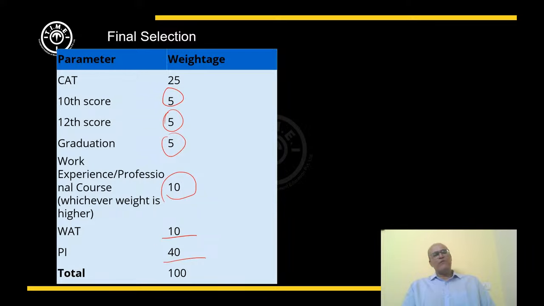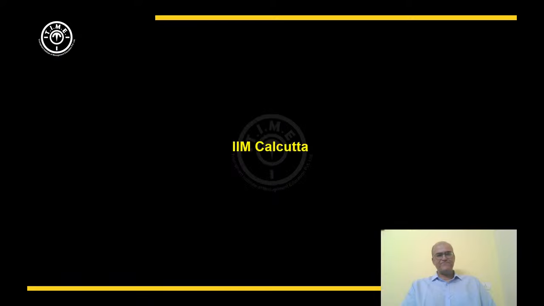That's the reason the moment you get an interview call from any of the IIMs, immediately approach T.I.M.E office and do start your preparation for personal interviews, for group discussions, for essay writing rounds. So this is how IIM Bangalore carries out the admission process.